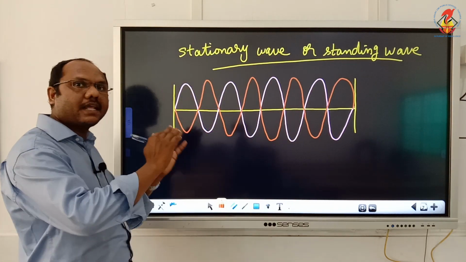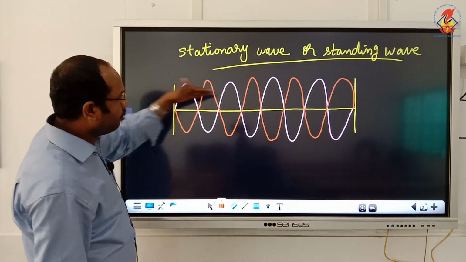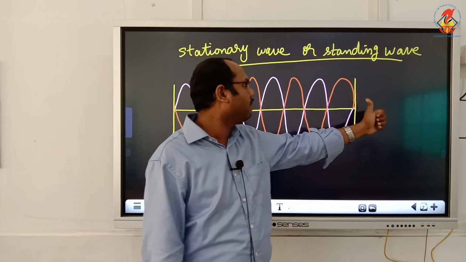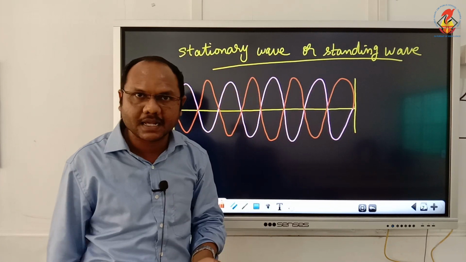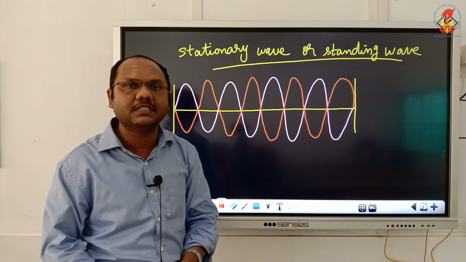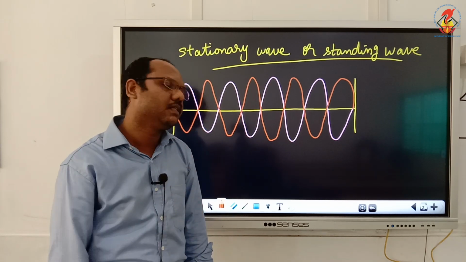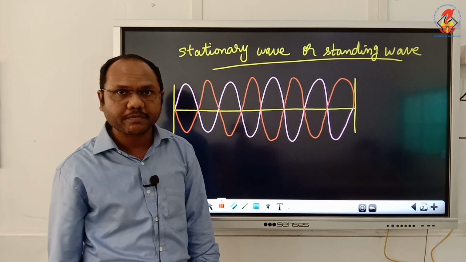It is called a stationary wave because the wave having forward motion will carry energy forward, and the wave coming with backward motion will carry energy backward. Both of them nullify, so energy and momentum cannot be transported. That is why the wave is called a stationary wave.